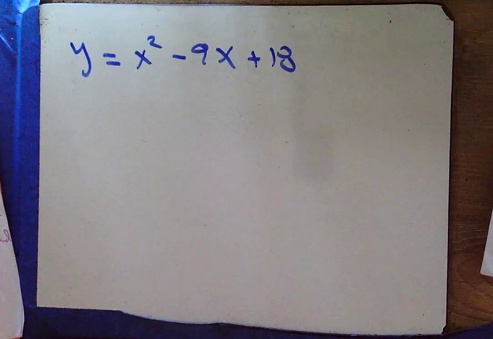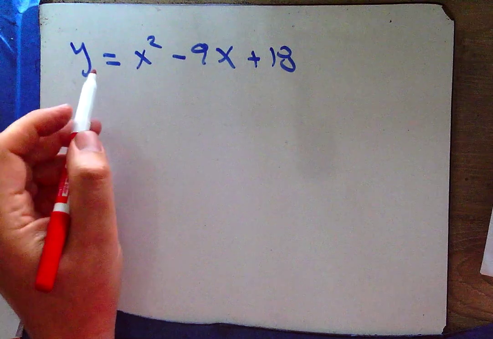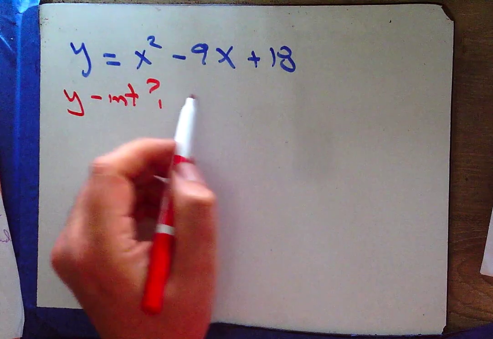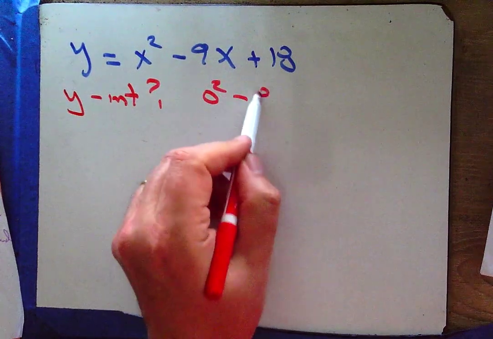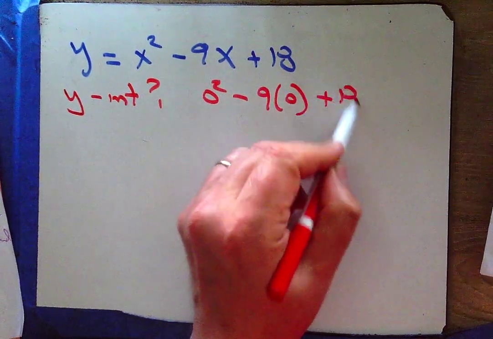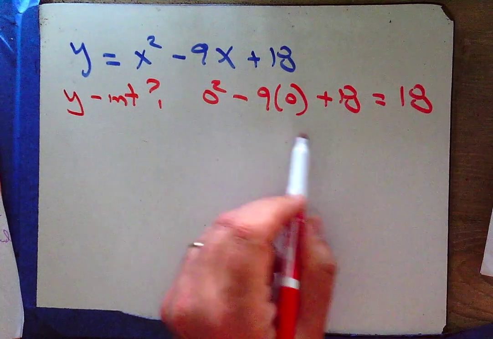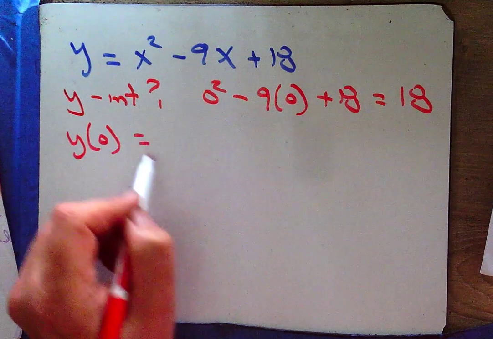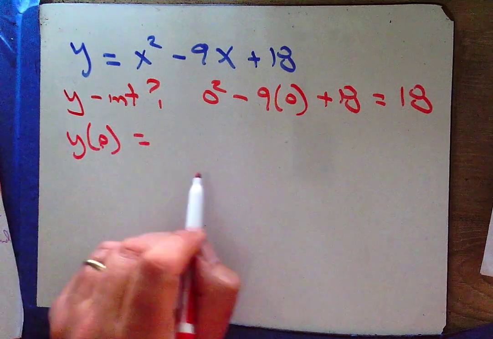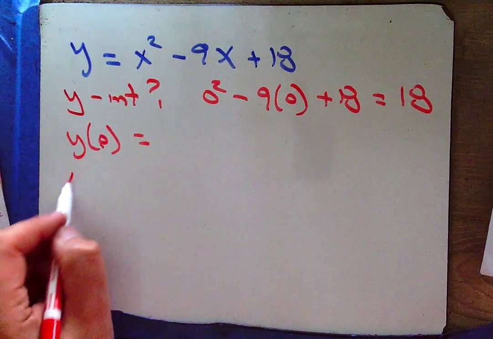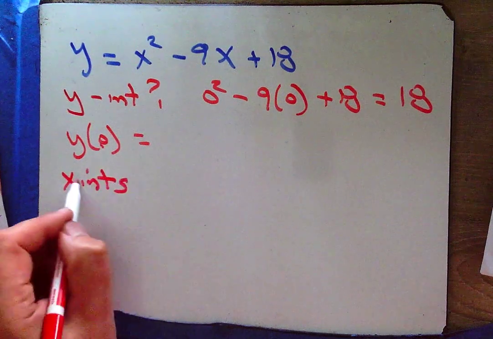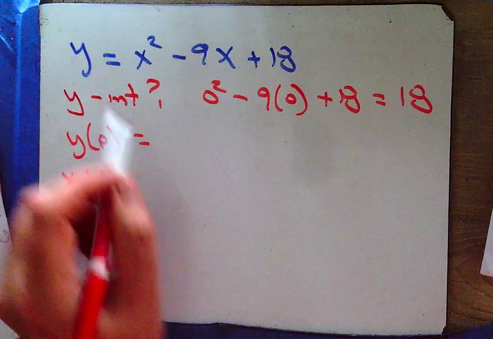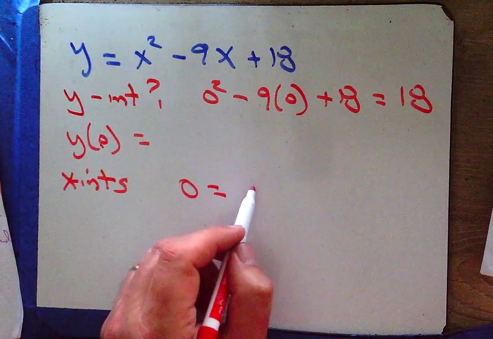Hey, welcome back. So, y-intercept, 18, good, because 0 squared minus 9 times 0 plus 18 will be 18. Yeah, to find the y-intercept, we set x equal to 0. And what about x-intercepts? How do we find those? That's right, if I'm looking for x-intercepts, I set y equal to 0.